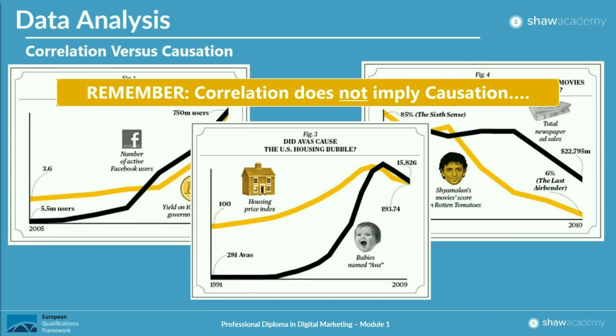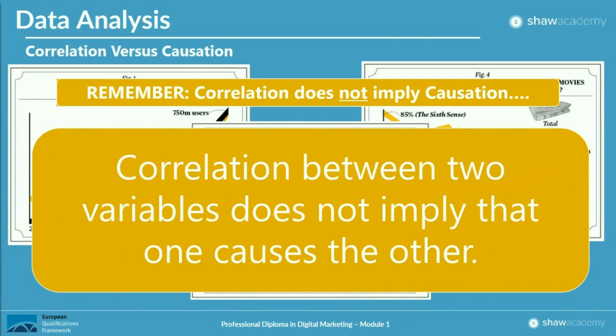So why would you continue to invest in the one that isn't causing the growth? It helps you to keep your efforts quite lean. Okay, so correlation between the two variables does not imply that one causes the other. So you do need to keep that in mind, and we really have to look for the cause in any changes that we see.